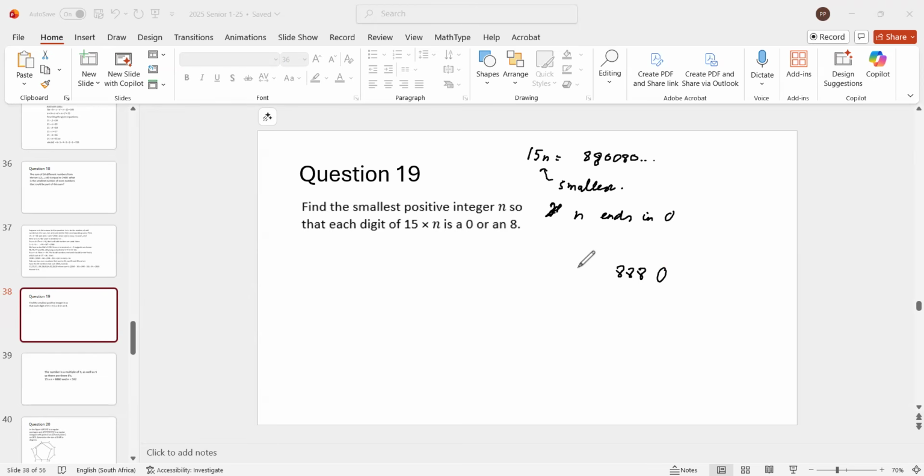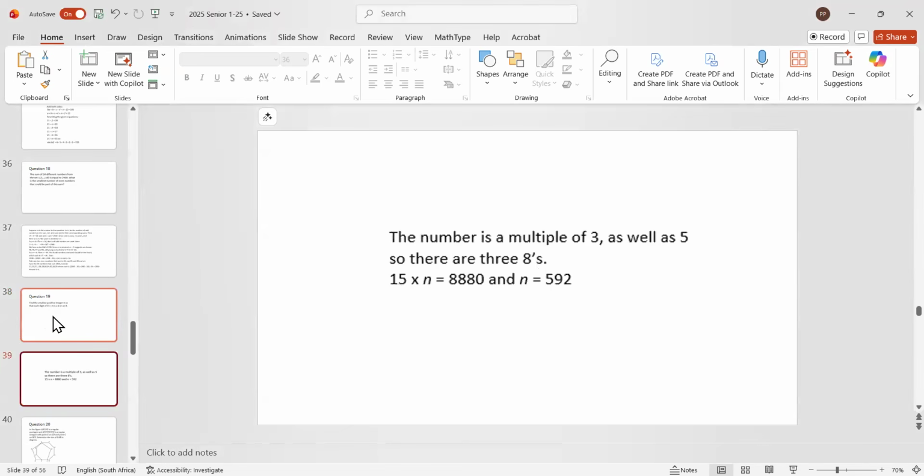Okay, so this is equal to 15 times n, which gives the smallest n, right? And then when you divide this by 15, you get 592. So the answer to question 19 is 592. Okay, this is a strange problem at this level, because problems at this level are very difficult. Let's just check to see. Yeah, there it is, 592.